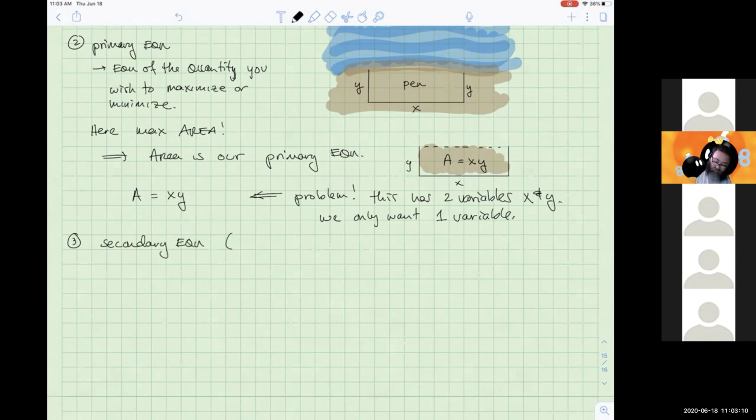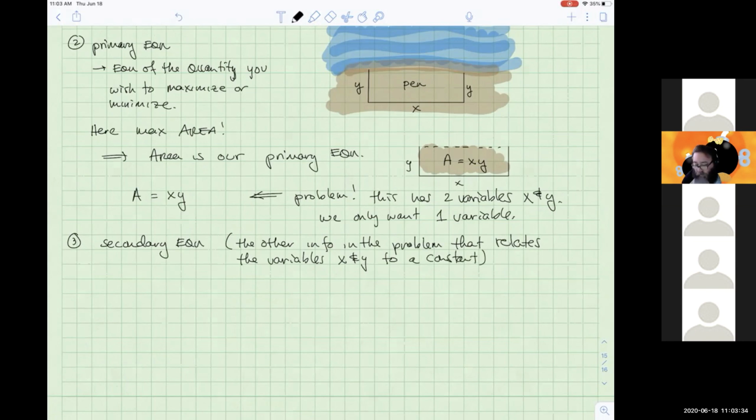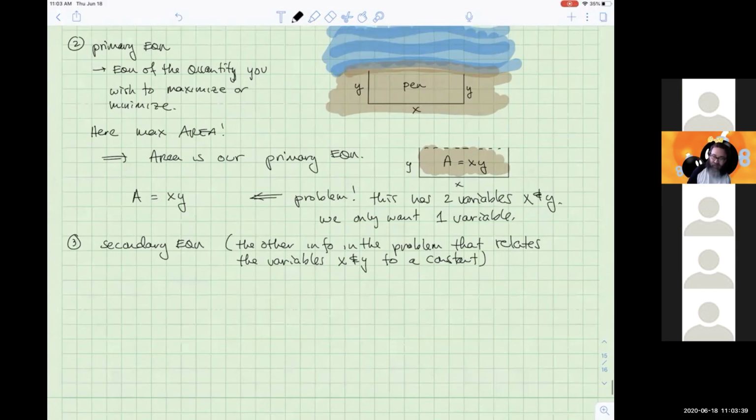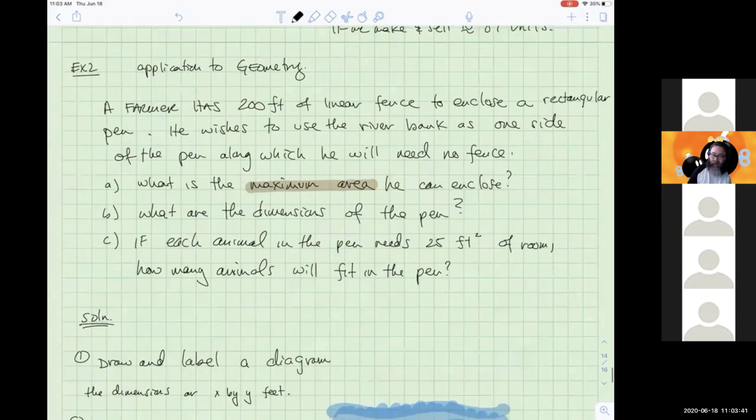And this is typically the other info in the problem that relates the variables, in this case, X and Y, to a constant. So what am I talking about? Well, we know that we want a rectangular pen. We know that we're not using fence along one side, but what's the other piece of information that they gave us in the problem that I haven't used yet?